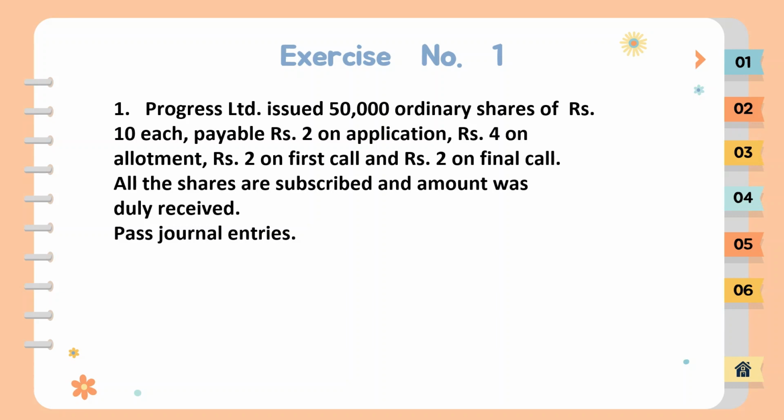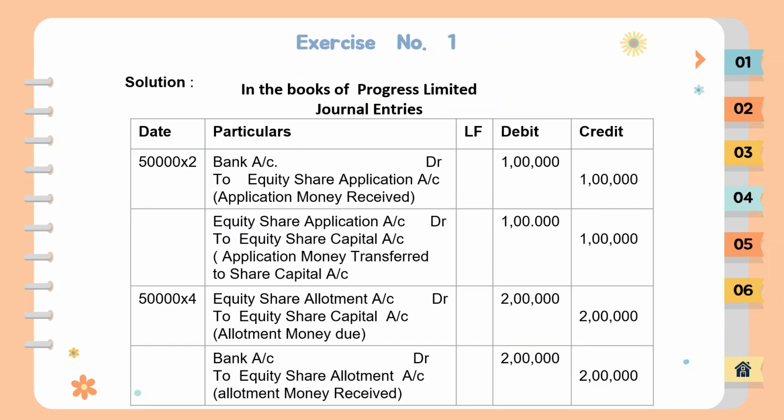Now we are going to do the sum. Here there are 4 installments. First is equity share application, bank to equity share application. I have used the date column to put the number here, 50,000 into 2, 1 lakh. Then the transfer entry is equity share application account debtor to equity share capital, application money transferred. Next, the second stage is the allotment stage. Here the allotment money is ₹4, so ₹4 for 50,000 shares, 2 lakhs. So equity share allotment to equity share capital, allotment money due. And on receiving the allotment money, bank account to equity share allotment, same amount.